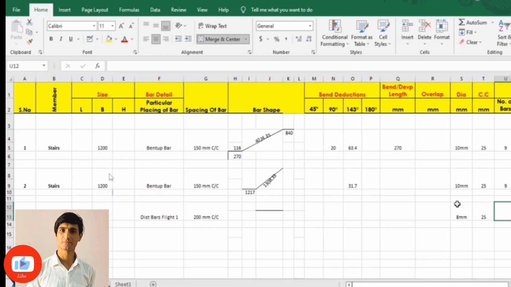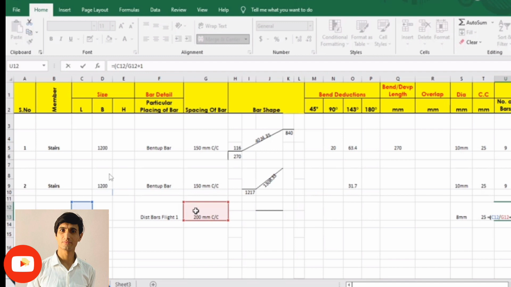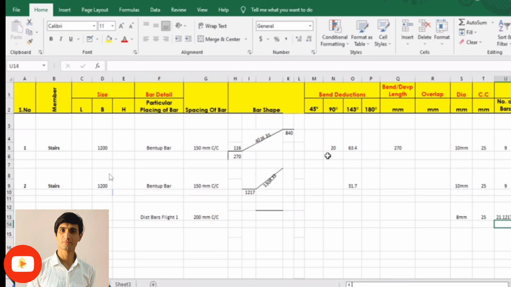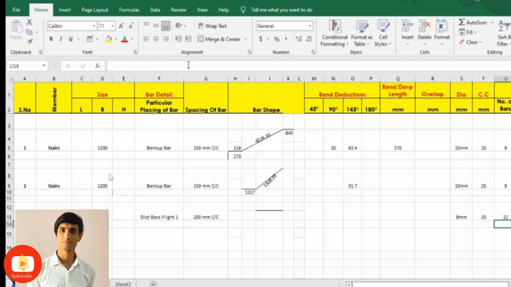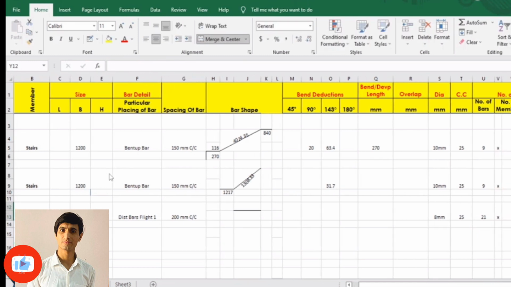Number of bars, so in order to find out the number of bars, it will be equal to the total length, the inclined length, span divided by spacing, plus 1 will give us the number of bars. So it is a total of 21.12, which means we need to round down this one. So click over here, round down, start the bracket, comma, close the bracket. Next to it, what we need to do is find out the number of members as 1, flight 1, and then total numbers will be equal to number of bars multiplied by number of members.